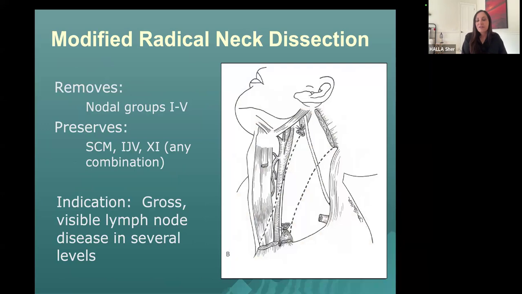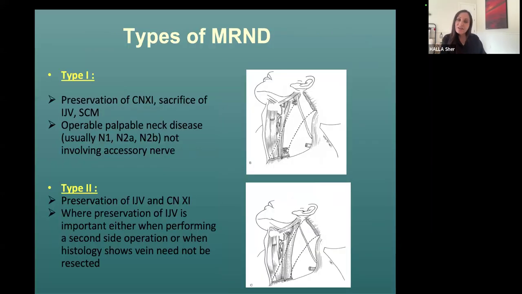The modified radical neck dissection also removes all lymph nodes, levels 1 through 5, but preserves at least one of those 3 non-lymphatic structures: either the sternocleidomastoid muscle, the IJ vein, or the 11th cranial nerve, and it can be one or more of those. The indications for modified radical neck dissections are typically gross, visible lymph node disease affecting multiple levels. Modified radical neck dissections are further subcategorized depending on which structures are preserved.